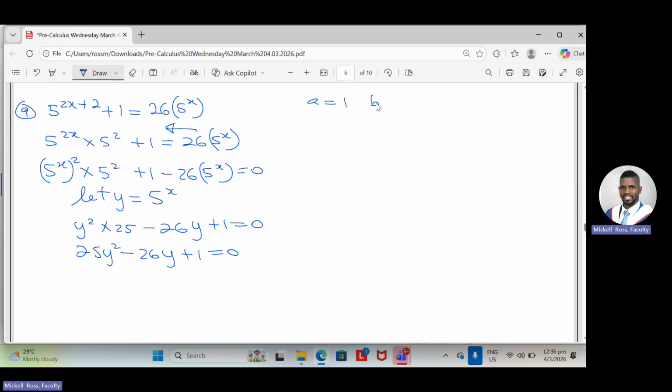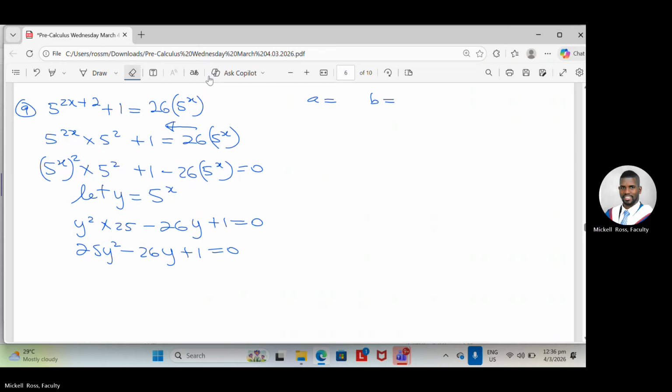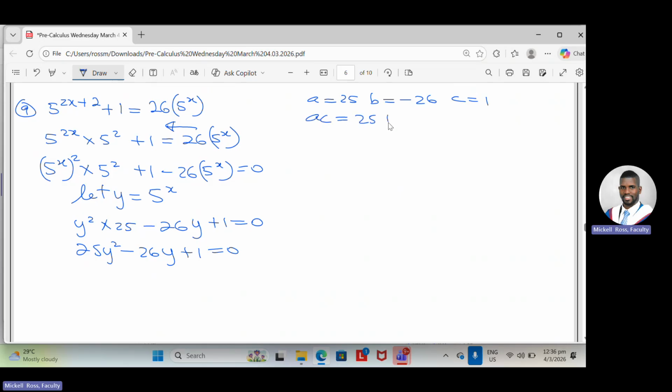A is equal to 25, B is equal to negative 26, and C is equal to 1. AC is going to be equal to 25 times 1, which is going to be 25. The factors of 25 that give us negative 26 are negative 1 times negative 25. When multiplied, we get positive 25, but when added, gives us negative 26.